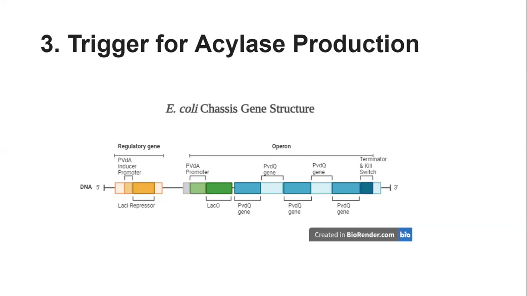And to the farthest end, you can see our terminator and also the kill switch. The main objective of our kill switch is to enable us to have control of this setup. So our kill switch will help us to control the production of Acylase at any point where it's required. That's why we have a genetic kill switch in this structure.